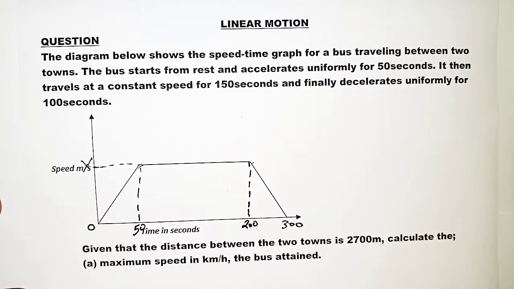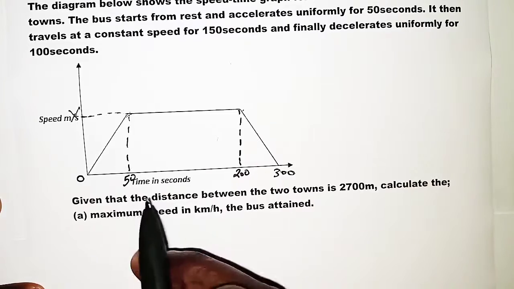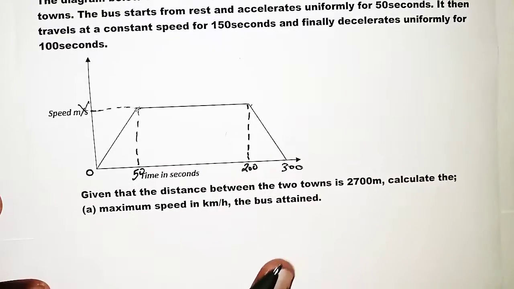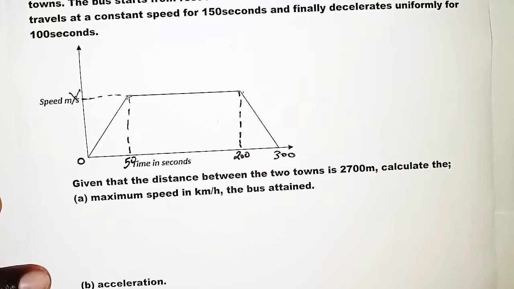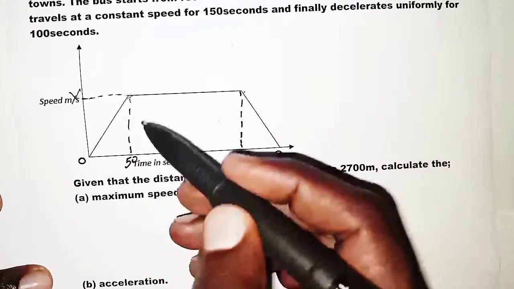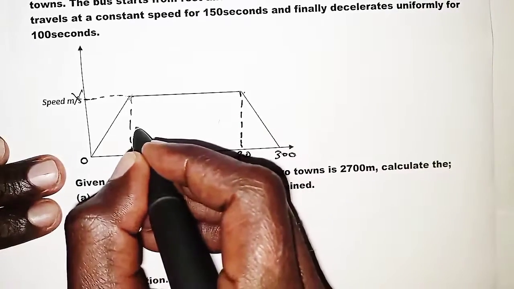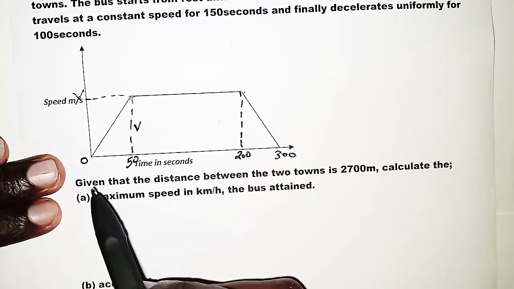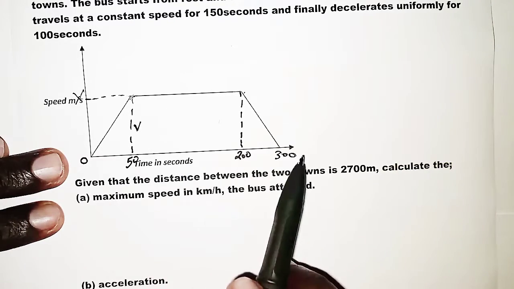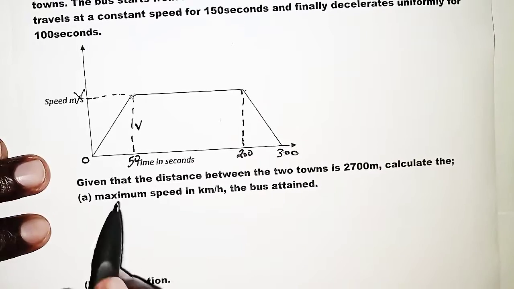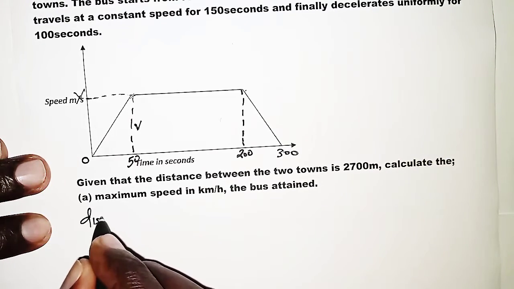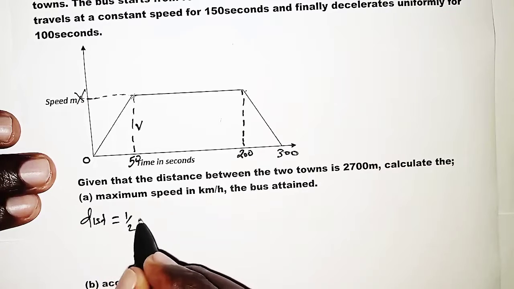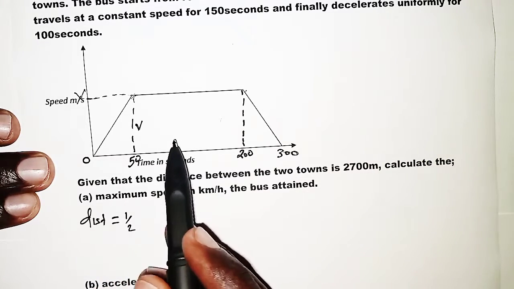Usually in a velocity-time graph, distance is calculated by getting the area under the graph. Here, the distance is already given, and what is missing is the maximum speed. The speed represents the height of this trapezium, because to calculate the total distance traveled, we need the area under the graph, and the shape here is a trapezium. So distance is given by half times the height. This is the formula for the area of a trapezium.